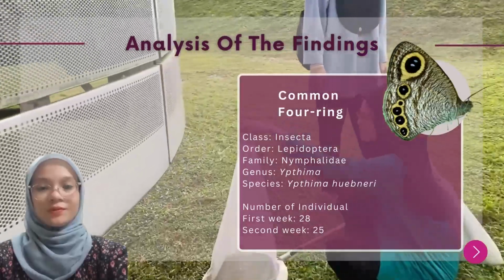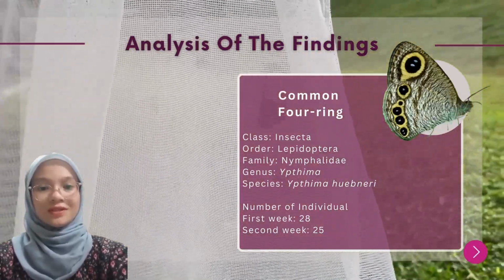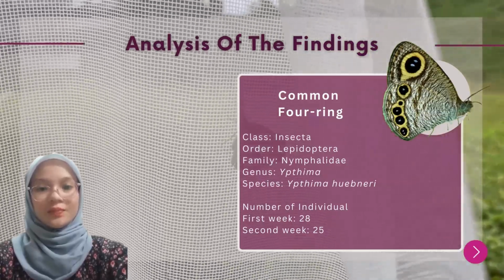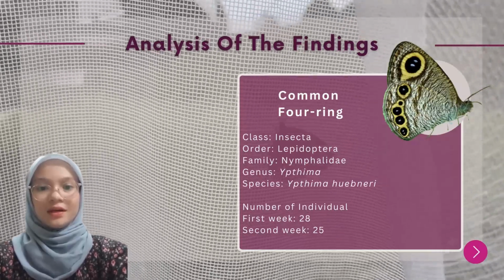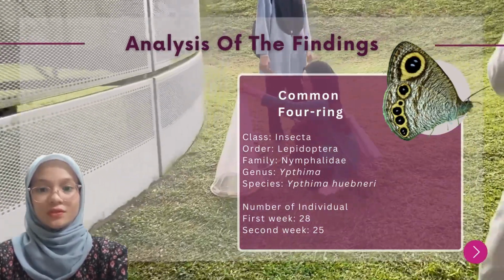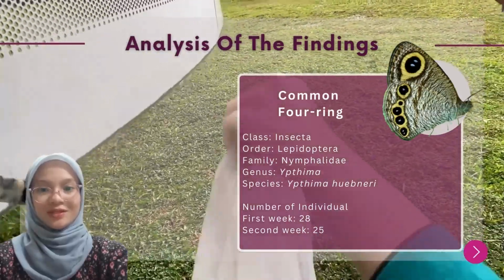Furthermore, the common four-ringed butterfly belongs to the species Ypthima huebneri, which falls under the class Insecta, order Lepidoptera, family Nymphalidae, and the genus Ypthima. A total of 28 individuals were observed in the first week, followed by 25 individuals in the second week.